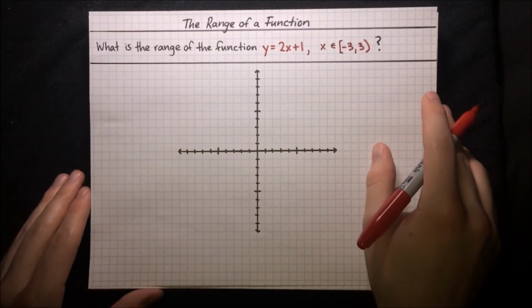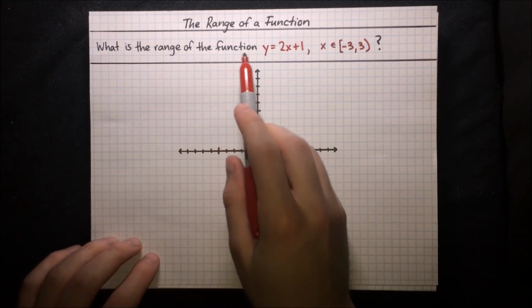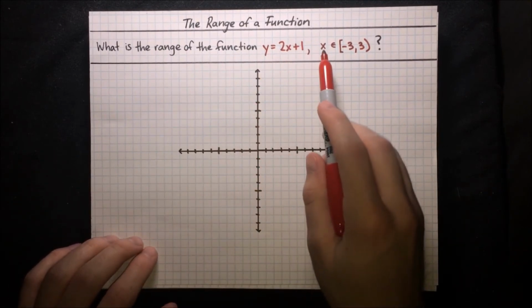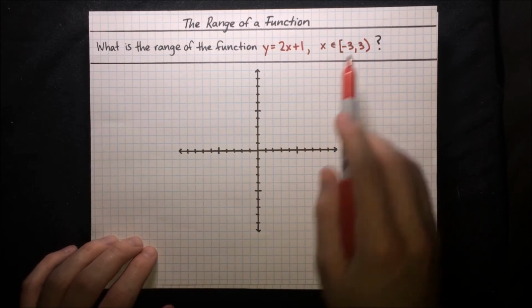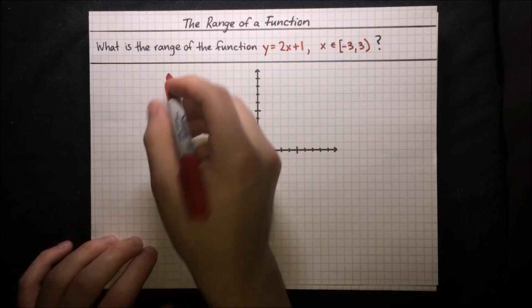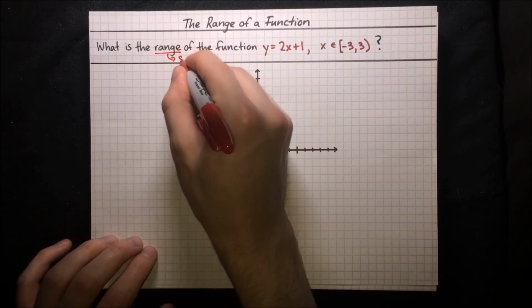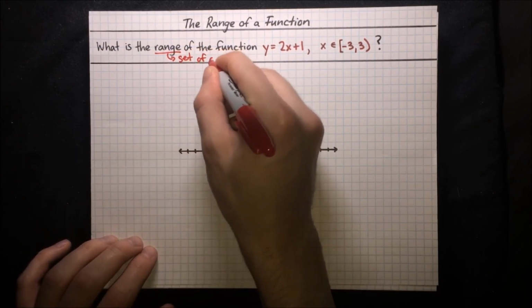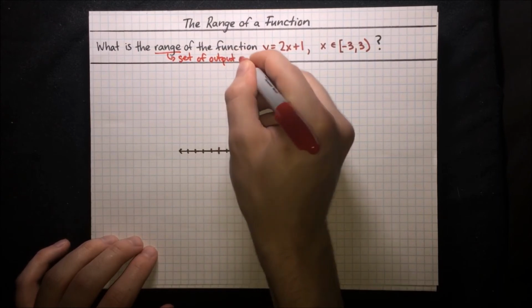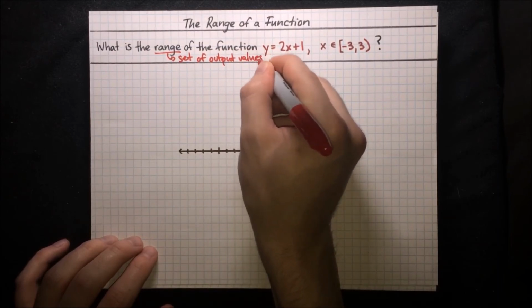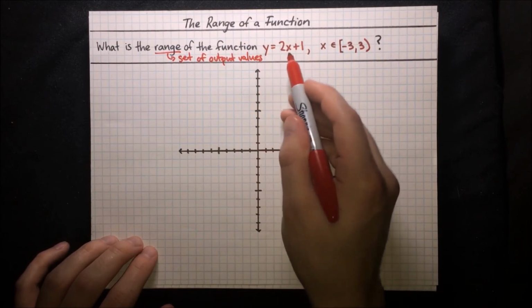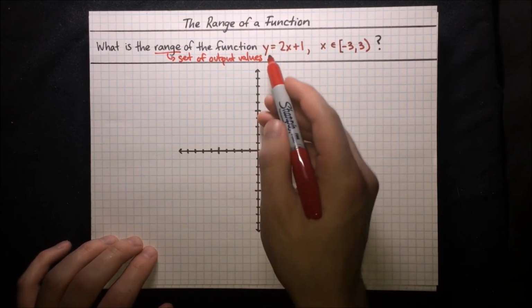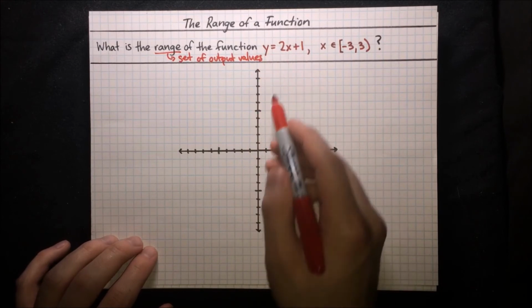Here's the final problem. What is the range of the function y equals 2x plus 1, where x is in the interval starting at and including -3, up to but not including 3? Well, again, the range is the set of output values. So that's the set of y values for this function. y is the output, whereas x is the input. So why don't we go ahead and graph this function, and then we can take a look at the y values.